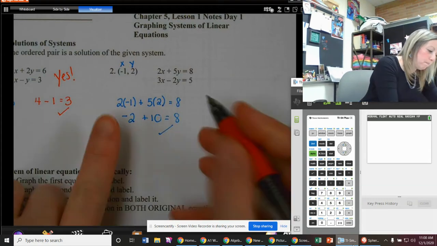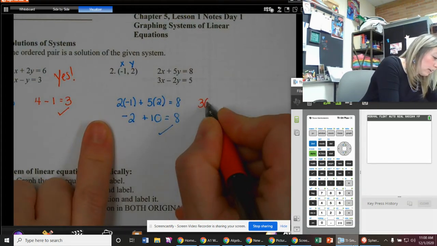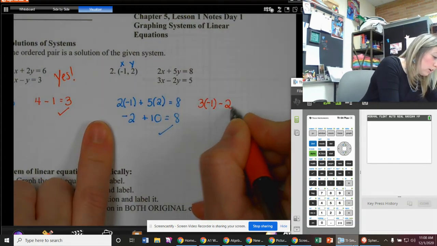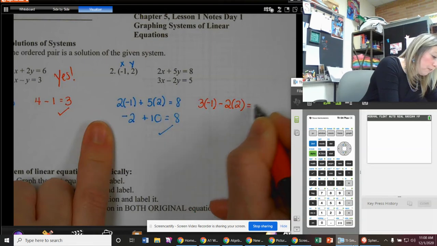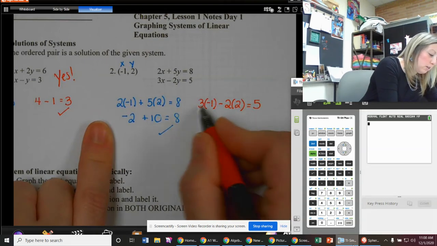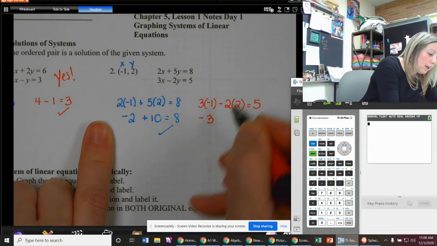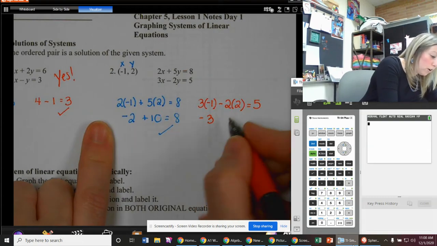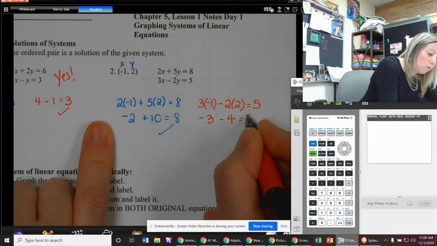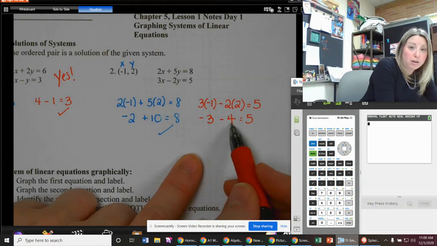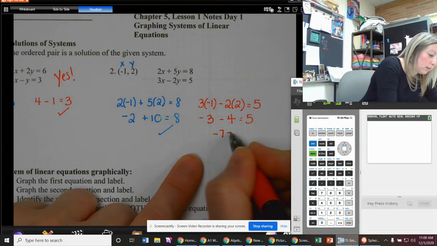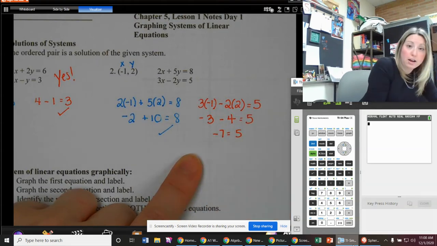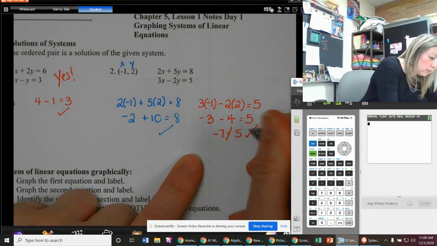Let's check the second one. 3 times negative 1 minus 2 times 2 should equal 5. Well, let's see. 3 times negative 1 is negative 3. And 2 times 2 is 4, so minus 4. Uh-oh. Negative 3 minus 4 is actually negative 7. Is that equal to 5? No, this does not check out.